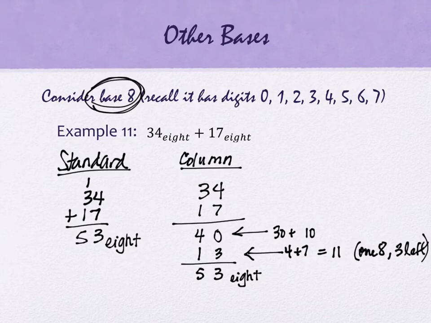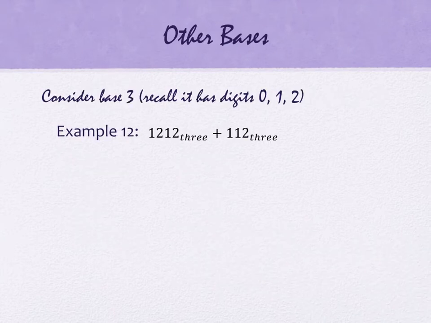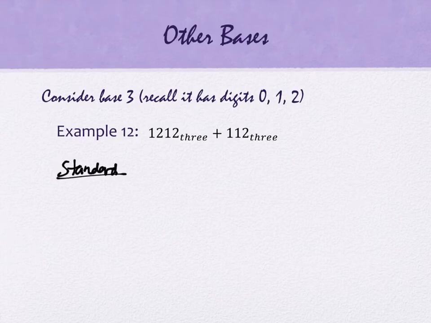Okay, we're going to do one more with a different base. We're going to do base 3. So remember in this one, I'm grouping things in 3s. Okay, I don't have any 3s, I have 0, 1, and 2. So we'll do our standard algorithm first. So I have 1, 2, 1, 2, and I have 1, 1, 2.